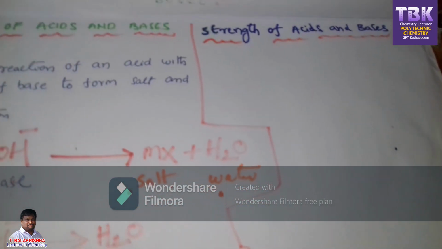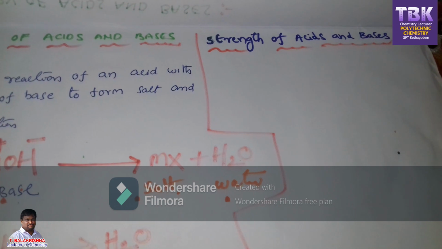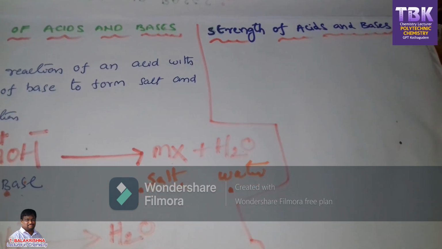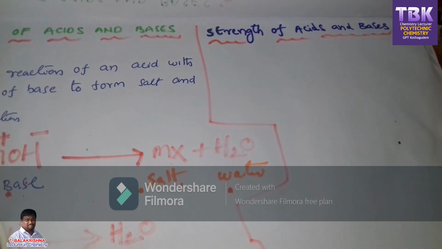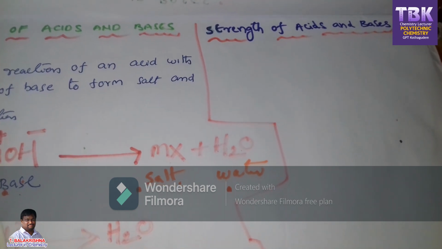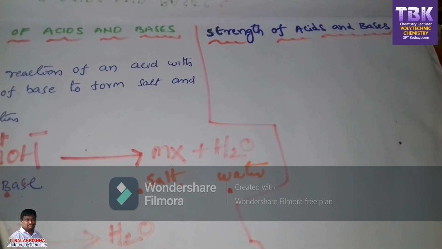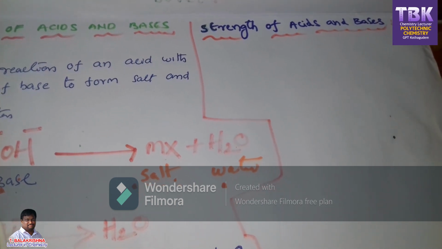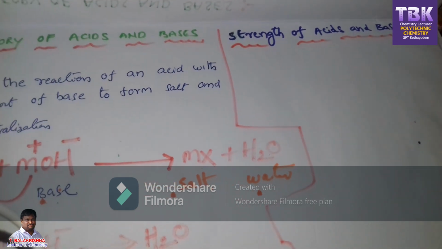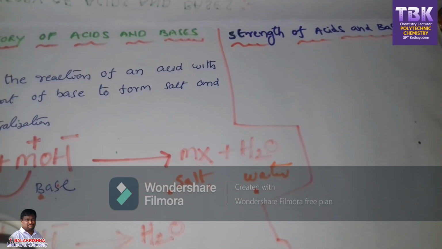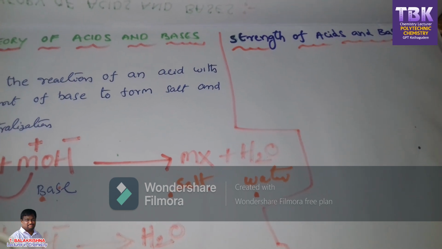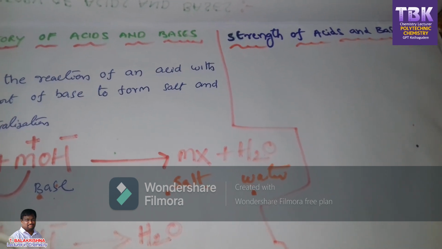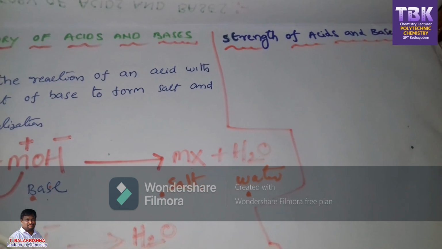Next our topic is strength of acids and bases. The strength of an acid or a base in the Arrhenius concept is based on the rate of ionization or the equilibrium constant of an acid or base. If you want to say the strength of an acid, that means whether it is a strong acid or weak acid, or strong base or weak base, it depends upon the rate of ionization.